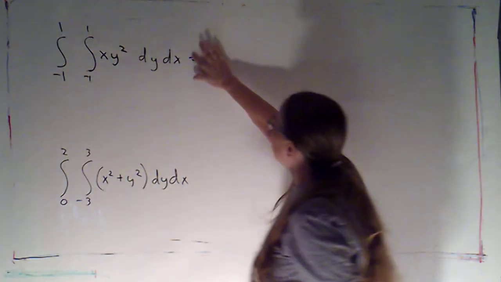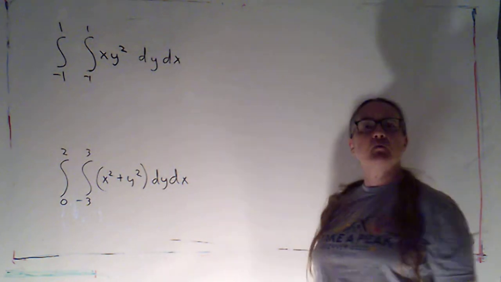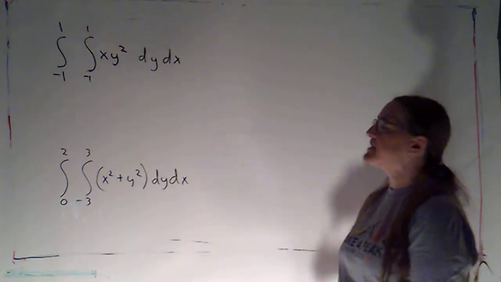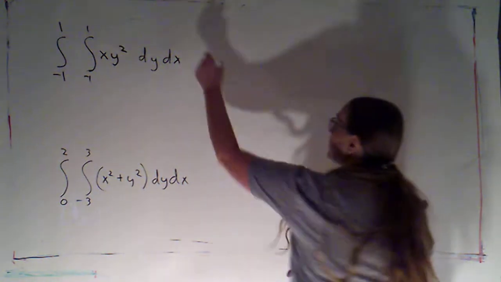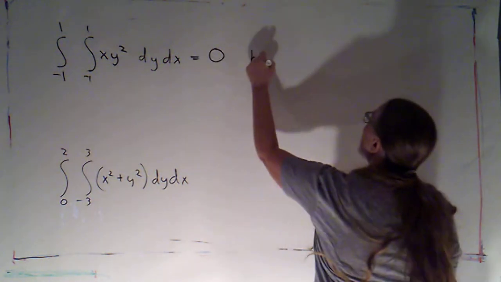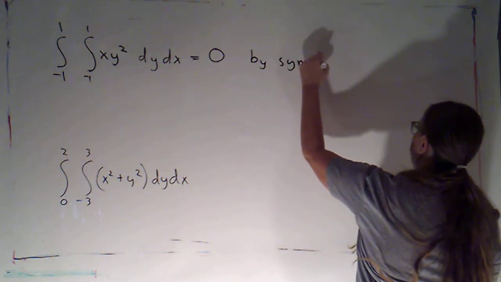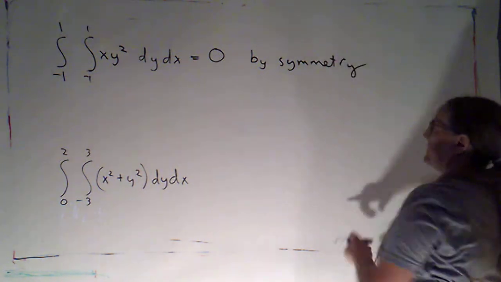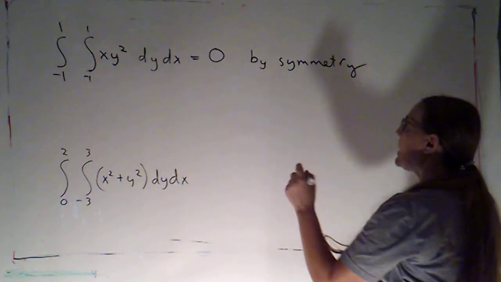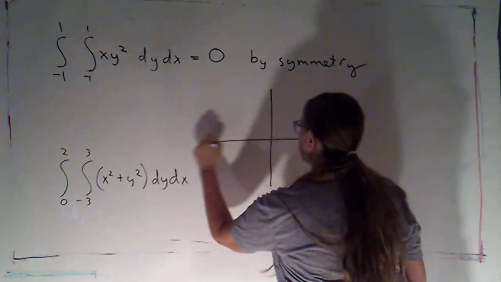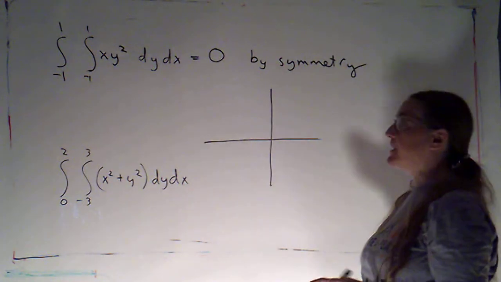I've got two integrals up here on the board, and I'm going to evaluate this first one without doing any calculations. I'm just going to look at it. I'm going to say that's 0 by symmetry. Now, what does that mean? Well, I'm going to start by just drawing a picture of the region over which we're integrating.